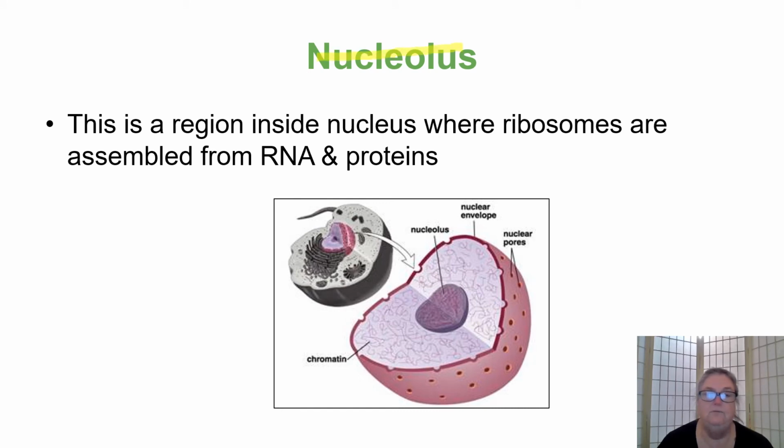Nucleolus is a region inside the nucleus where ribosomes are assembled, and we're going to use RNA and proteins to make those ribosomes. So that's that dense area inside the nucleus. There may be more than one. Okay. And when you're looking at these illustrations, always get oriented, right? You might look at it and say, okay, we're talking about nucleolus. Oops, there it is. No, get oriented on the whole illustration.